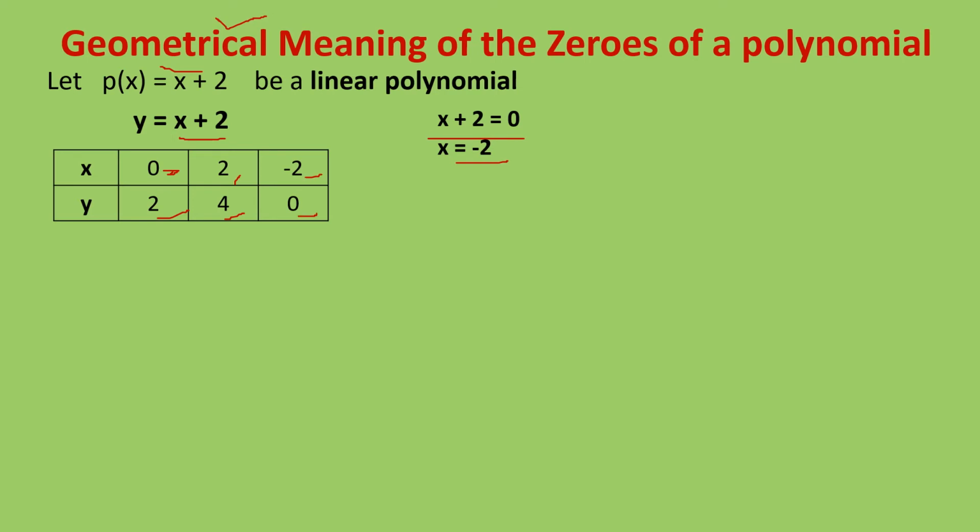That means for the given values of x, we have found the corresponding values of y. Now we have the coordinates of the polynomial. Coordinates means x coordinate and y coordinate. Now what we will do, we will plot the graph of this polynomial based on these coordinates.